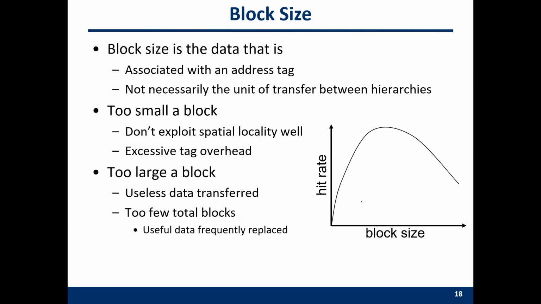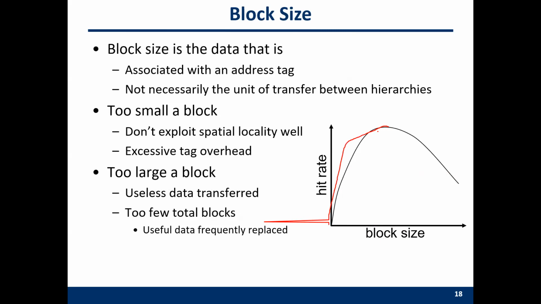Block size means the size of one frame, the minimum unit size you read from DRAM to cache and from cache to your CPU. The y-axis here is the hit rate. The x-axis here is the block size. You can see that when you increase the block size, at the beginning, the hit rate increases.